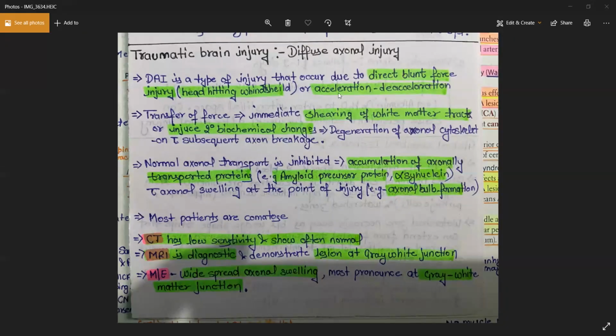Now, because of a direct brain trauma or sudden acceleration or deceleration, you will have a shearing of the white matter and the gray matter. Then the secondary biochemical changes will be there. The degeneration of the axons will be there. You will have the accumulation of the axonally transported materials. In the axons, you can find the amyloid precursor proteins, alpha synuclein. Now, these are not the pathological proteins. Please note, although they can cause the pathology of certain diseases, these are not the pathologic proteins. They are required for the normal functioning of my axons.